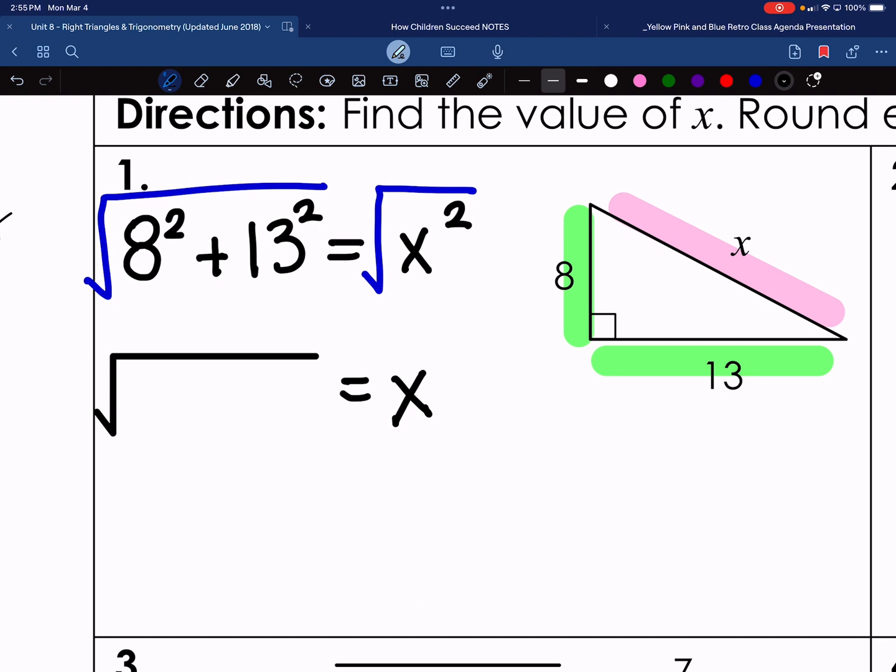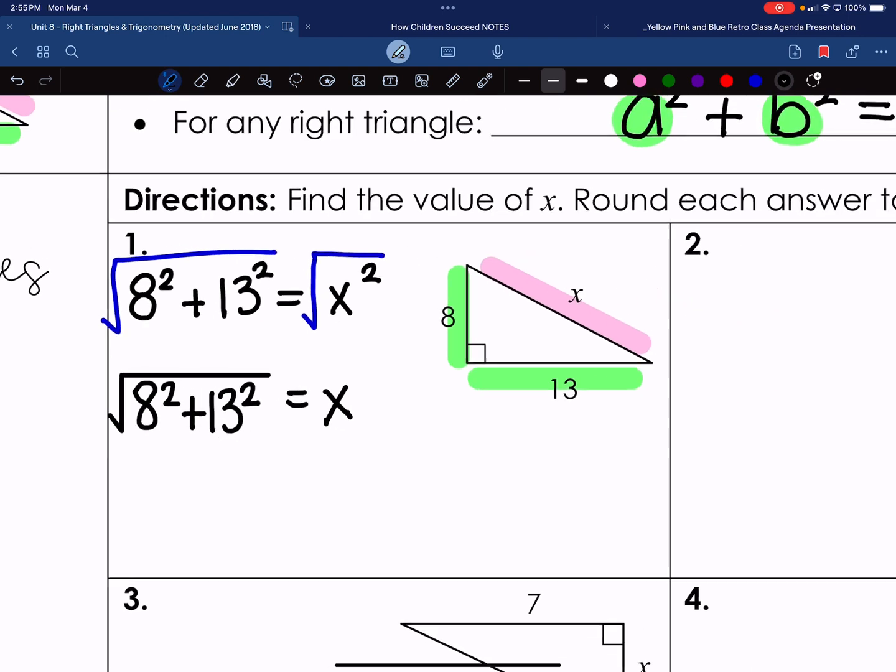Okay, so in the calculator, you're going to do square root of 8 squared plus 13 squared. You're going to type it in all at once. Hold on. You got to slow down on me. Okay, so square root 8 squared plus 13 squared. They want you to round to the nearest tenth.